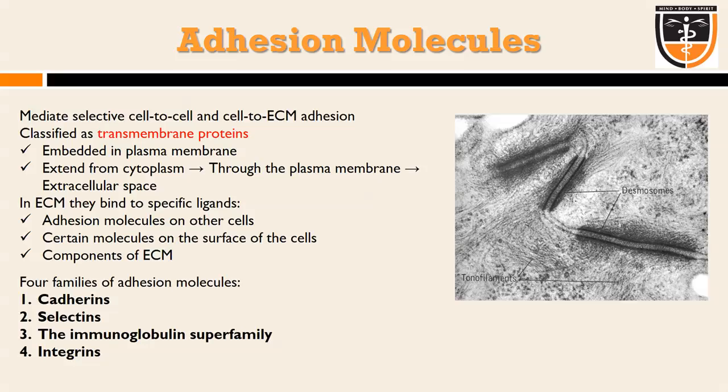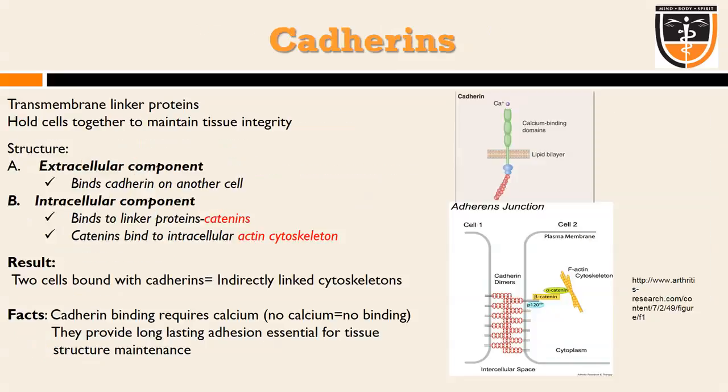And in the extracellular space, they will bind to specific ligands. They will bind to adhesion molecules on other cells. They can bind to certain molecules on the surface of other cells, or they can bind directly to the extracellular matrix. So there are four families of adhesion molecules I'm going to mention. These are cadherins, selectins, the immunoglobulin superfamily, and integrins. And we're going to talk about each one of them.